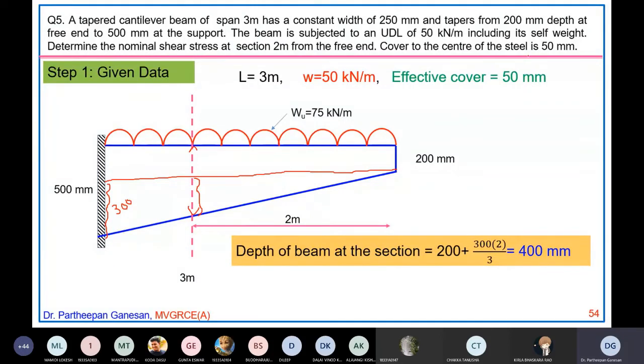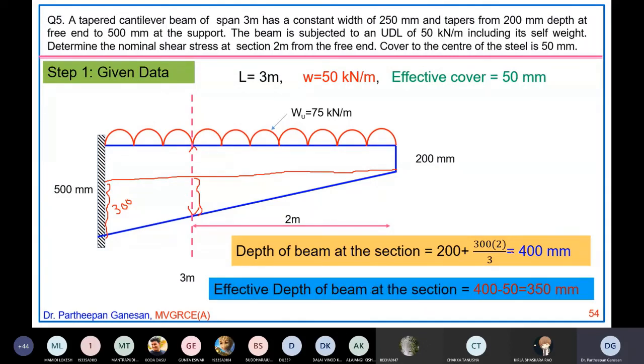So if you reduce the effective cover, you will get this. What is the depth at this place? So effective depth at the section will be 400 minus the effective cover 50 mm. 350 mm is my effective depth at this section. Okay, I am not finding it here because my nominal stress is asked at this section only.